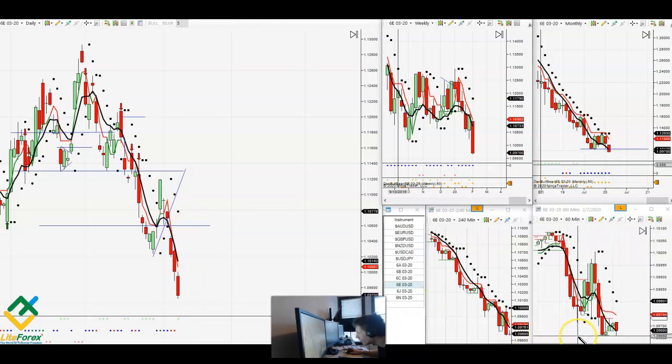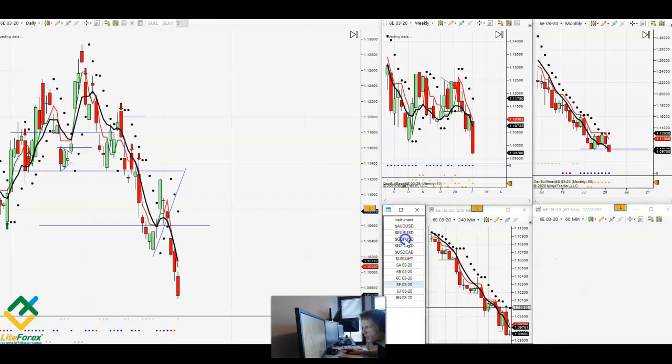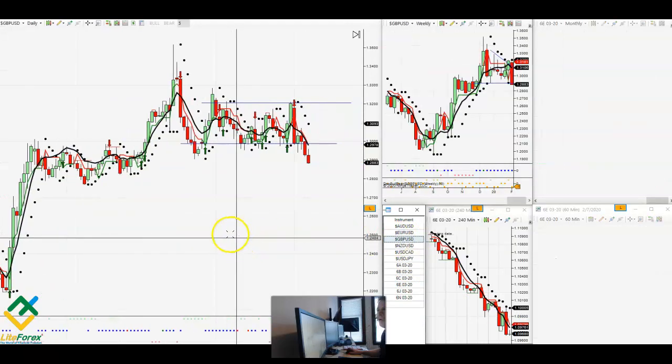Watch the support at 1.09660. You can see the last candle of the day, it hit that same price again. So look for that. Yeah, to me, it looks more like a rebound could be coming.